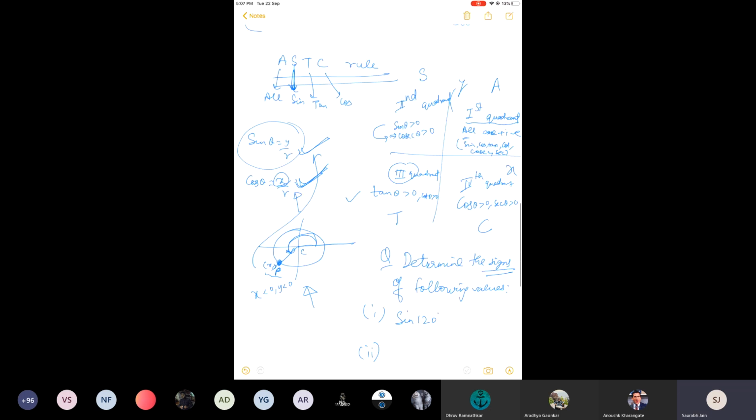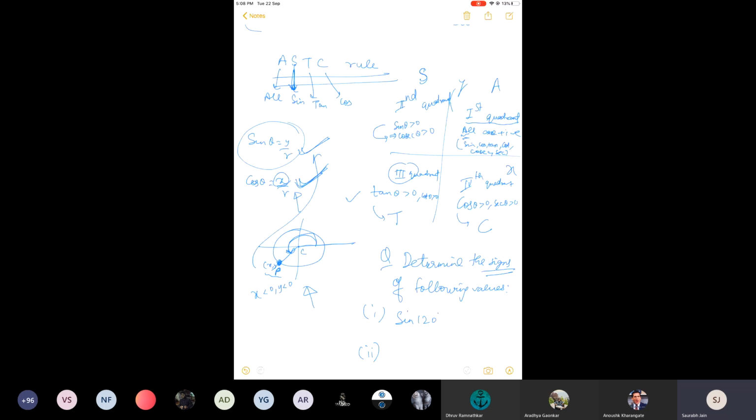Okay. Similarly, fourth quadrant. X is positive, and in the fourth quadrant, y is negative. Therefore, cos is positive. Cos positive, sec will be positive. So how to remember this rule? From all, we have picked A. From sine, we have picked S. From tan, we have picked T. And from cos, we have taken C. So the rule is ASTC.